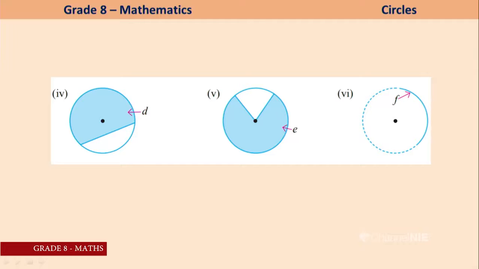Now, look at the fourth one. Fourth one, simple D. Simple D is a region. It is bounded by chord and arc. So, you know what is the answer? The major segment. The other side you can call the minor segment. So, question number 5. Simply, there is a region also. It is also bounded by two radii and arc. So, this one the major sector.